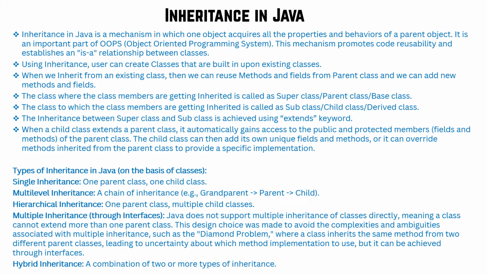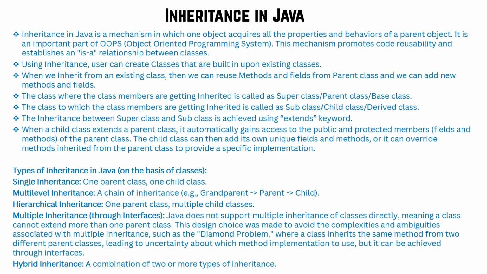Definitely object and class will be key important parts of OOPs. Apart from that, four key important pillars are there in OOPs: inheritance, polymorphism, abstraction, and encapsulation. So we'll start with inheritance. Inheritance is nothing but a parent-child relationship.